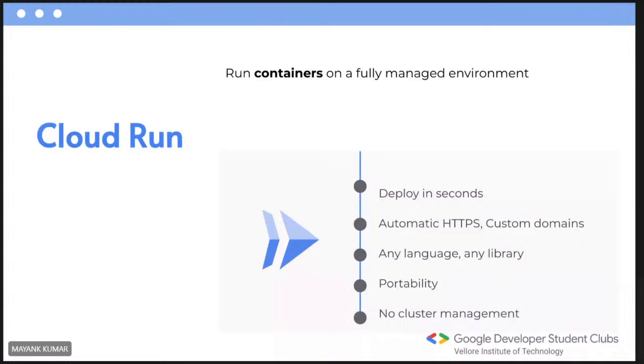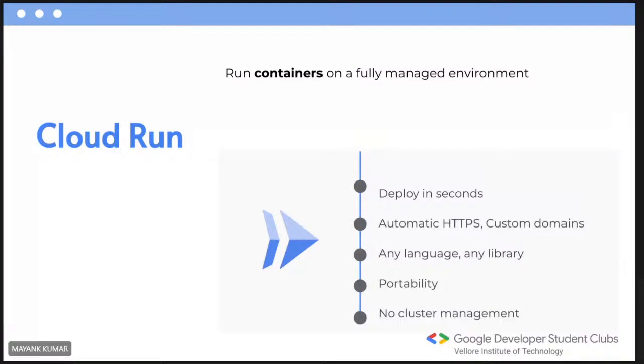But if you know that your application is only being accessed from India, it's a good option to go with Cloud Run, right? So you can just deploy your application with Cloud Run. You can just deploy your container. You don't need to configure anything. And Cloud Run provides you with automatic HTTPS. You don't need to even configure HTTPS with your application.